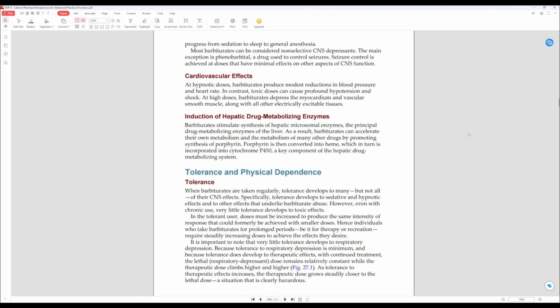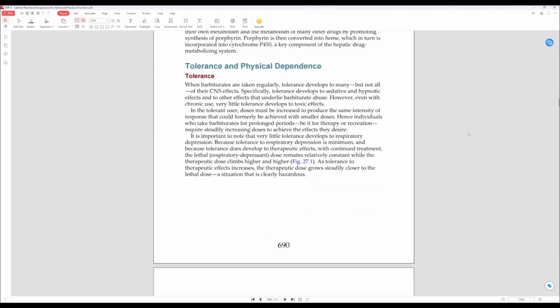Induction of hepatic drug metabolizing enzymes. Barbiturates stimulate synthesis of hepatic microsomal enzymes, the principal drug metabolizing enzymes of the liver. As a result, barbiturates can accelerate their own metabolism and the metabolism of many other drugs by promoting synthesis of porphyrin. Porphyrin is then converted into heme, which in turn is incorporated into cytochrome P450, the key component of the hepatic drug metabolizing system, leading us to tolerance and physical dependence.